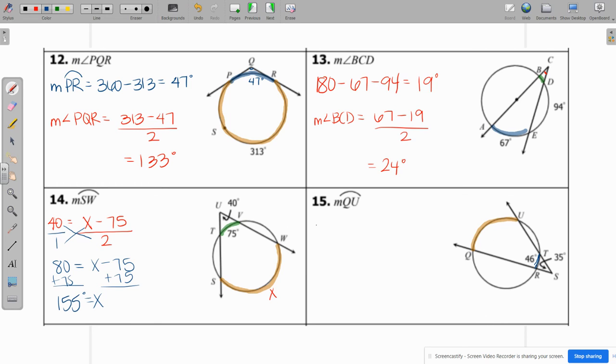So we know that 35 would be equivalent to this arc measure, which we'll call x, minus 46 divided by 2. So again, solve using cross products. 35 times 2 is 70, and that would equal our other cross product, 1 times x minus 46. If I add 46 to both sides, we get that x equals 116 degrees.